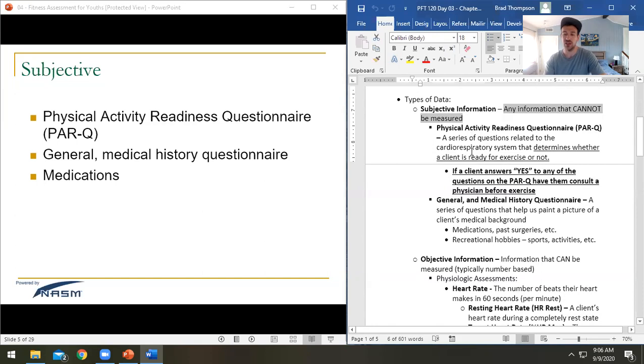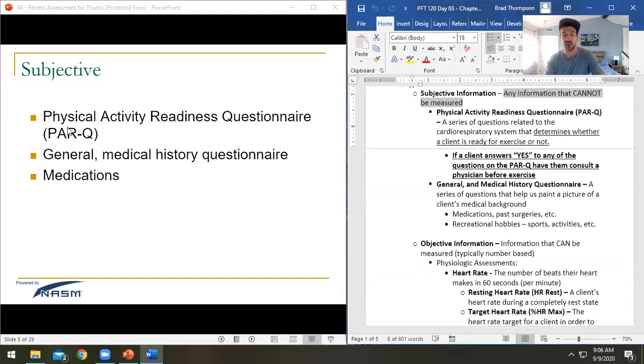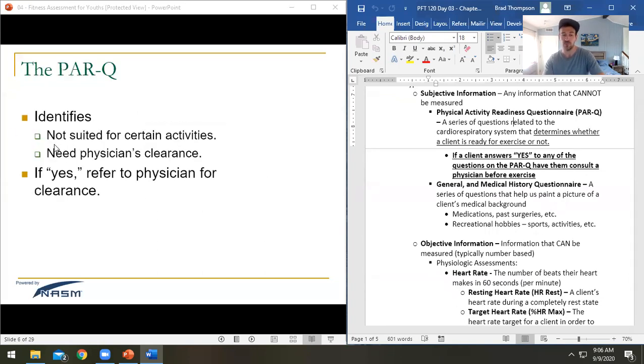Things included in the subjective information are things like the physical activity readiness questionnaire, which is what you should always, always, always start every one of your fitness assessments with. It should be the first thing you go through with any new client. It's a series of questions to determine whether or not the client is ready for exercise. We're basically asking questions to see if they are actually ready to do any type of physical activity. It's particularly geared towards cardiorespiratory dysfunction, so most of the questions are related to the cardiorespiratory system.